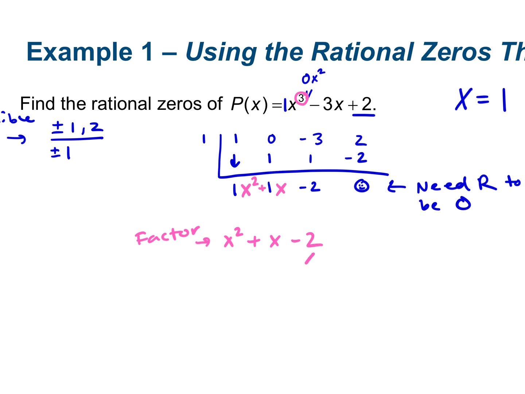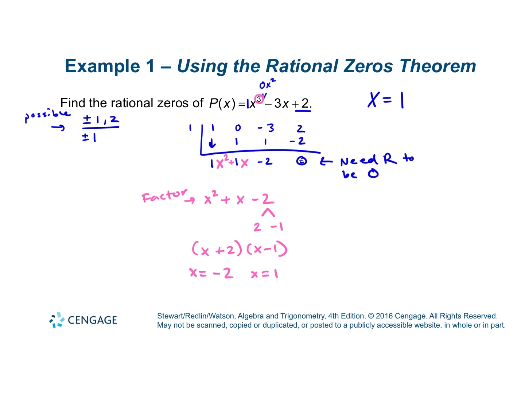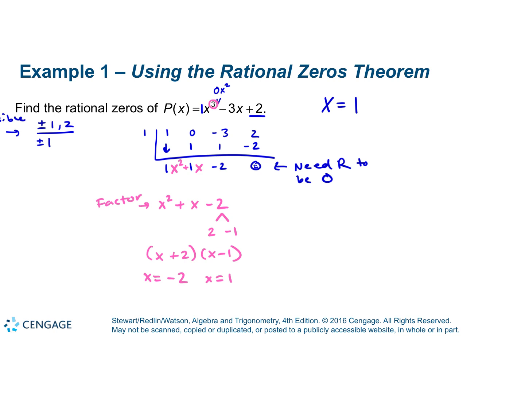So let's factor this. What are two factors of negative 2 that add to 1? 2 and negative 1. Perfect. So we have x plus 2 and x minus 1. So what would x equal? Negative 2 and positive 1. Now those are going to be in addition to the one that we already found. So we have 1, 1, and negative 2. So these are 3 solutions.